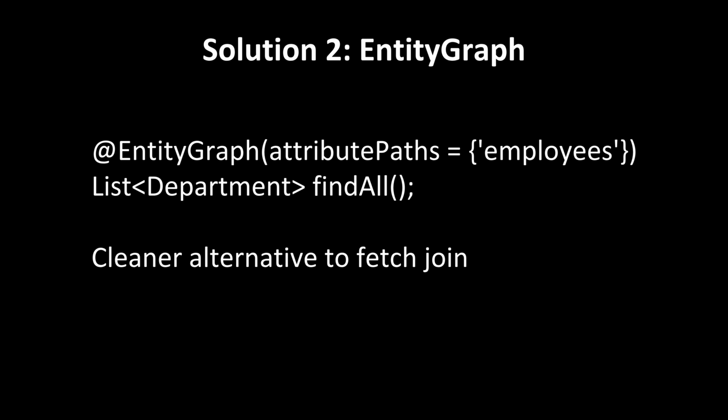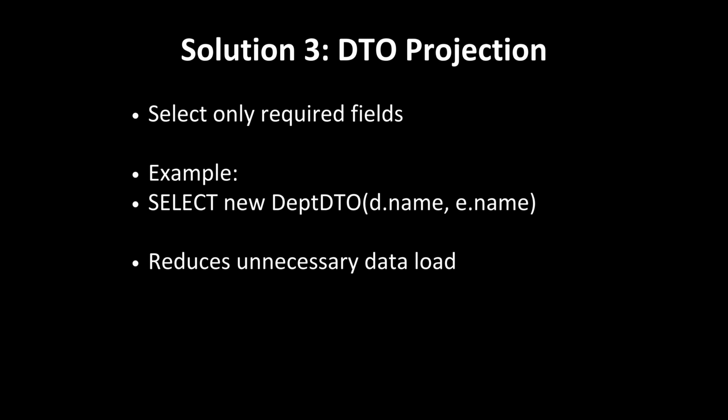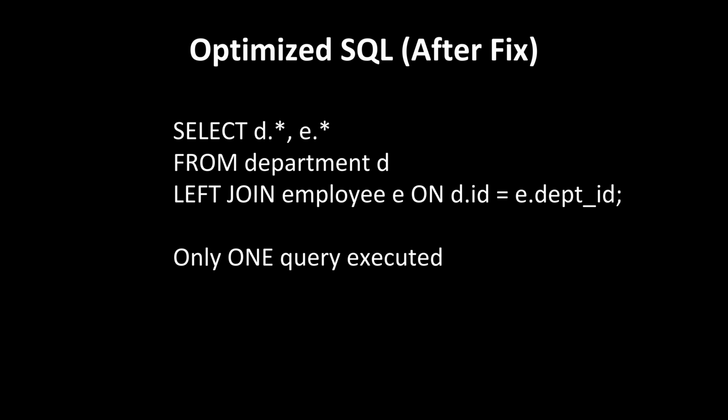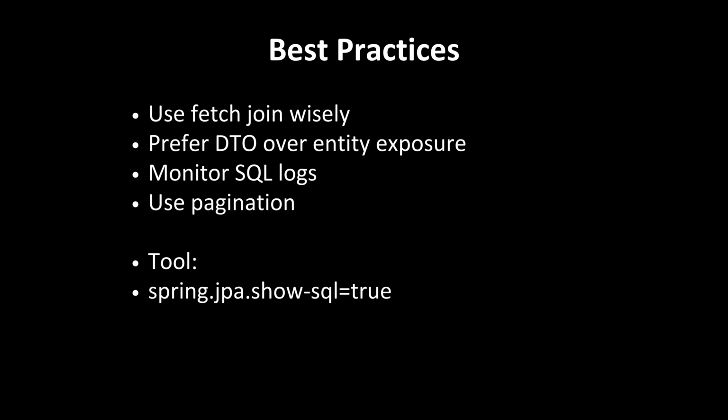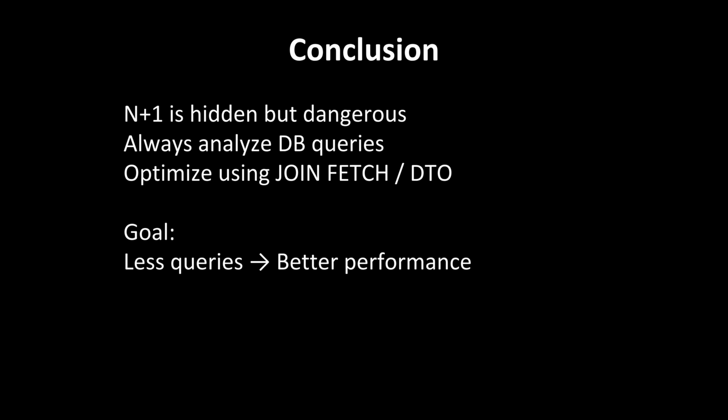To avoid N+1 in real projects, use join fetch. Use DTO projections. Avoid unnecessary lazy loading. Use pagination properly. Monitor SQL logs. Always remember, Hibernate is powerful, but you must control how queries are executed. So that's the N+1 query problem explained in a simple way. If you understood this concept, you are already ahead of many developers.